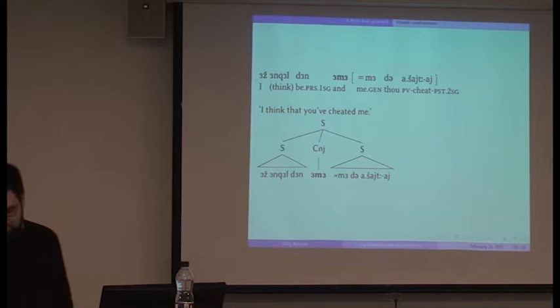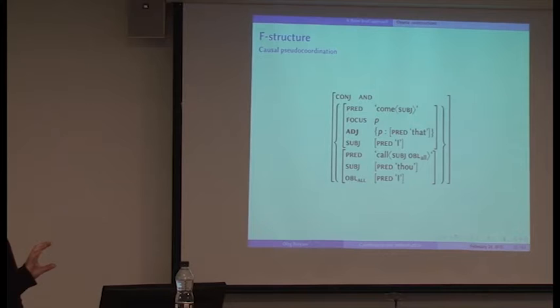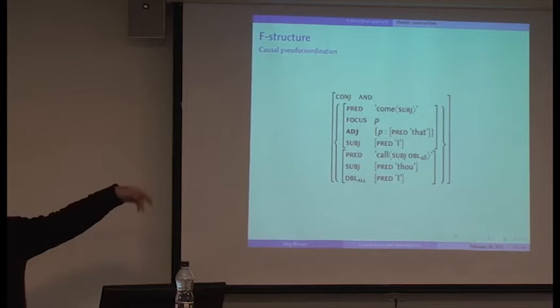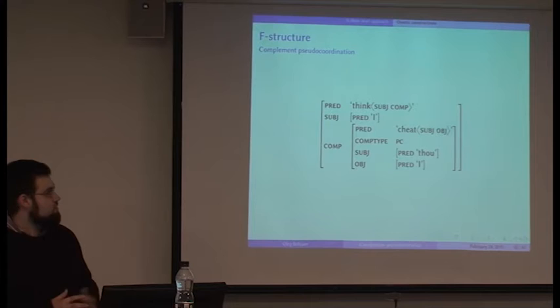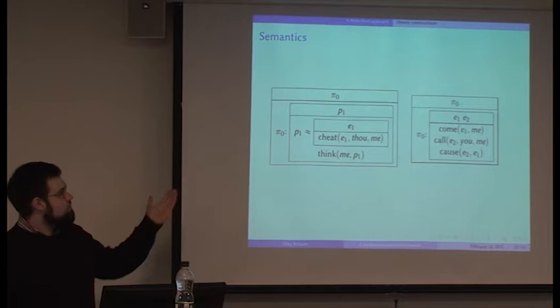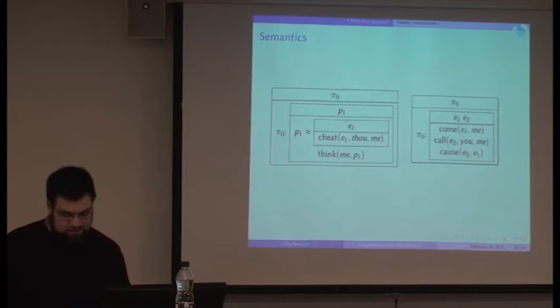But on F-structure, for the causal construction, we assume that they're members of a set. So: I came because you called me. There's just a set of two situations: I came and you called me. Then in the first clause, there is an adjunct, this pronoun, which refers to the second clause and encodes the causal relation. Whereas for complement clauses, we just have a normal complementation F-structure, which corresponds to F-subordination. And on the semantic level, for both constructions, we have quite controversial subordination, meaning that they are just relations within one speech act.